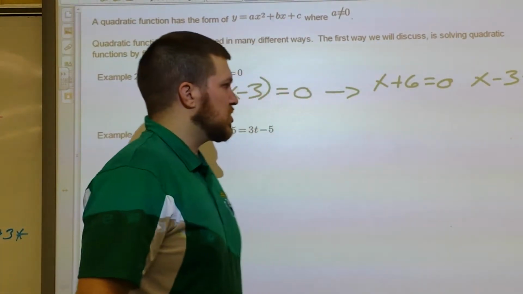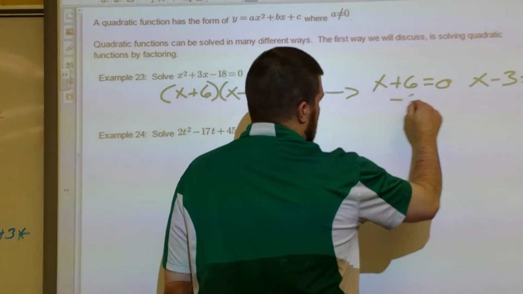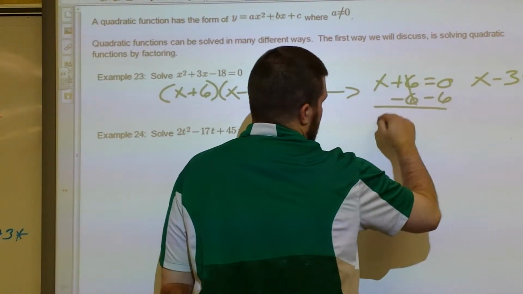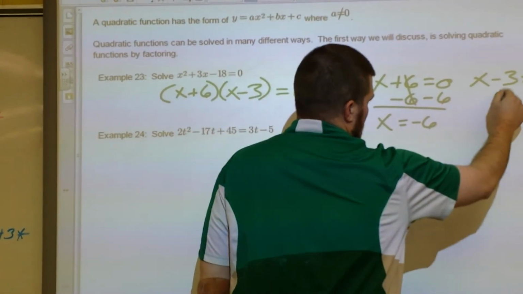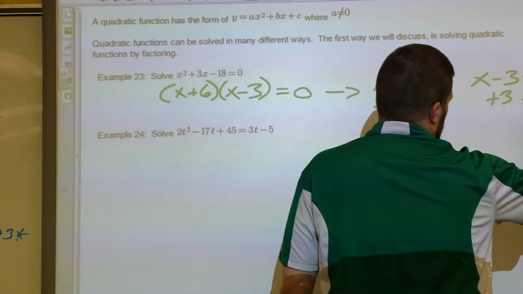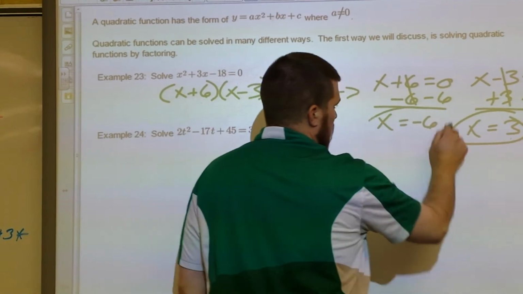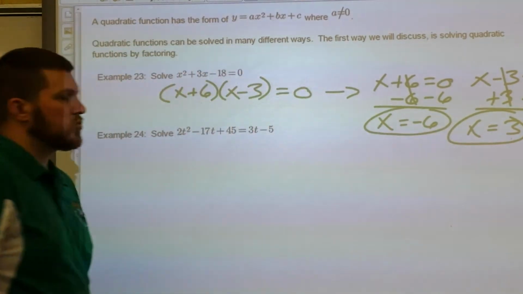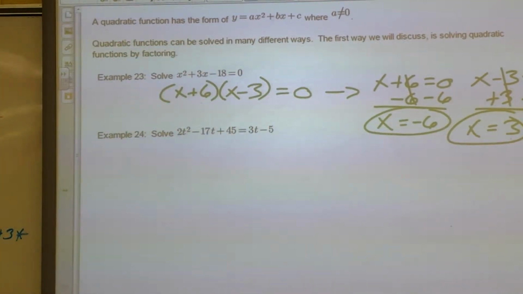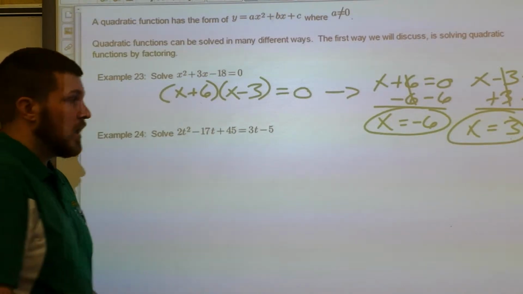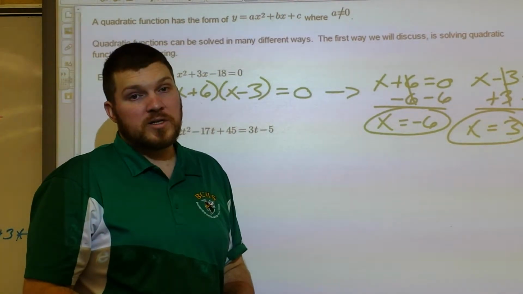Now all I have to do is solve each one of these. So minus 6 on each side, so x equals negative 6. Plus 3 on each side, so x equals 3. So that first quadratic equation had two solutions: x equals negative 6, x equals 3. If you're good at factoring, it's a pretty easy method.